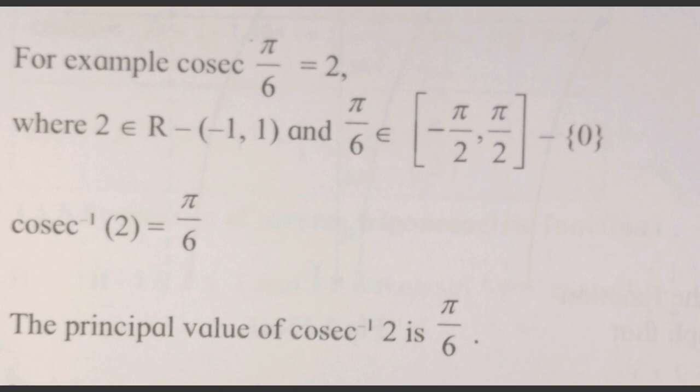Here cos of pi by 6 equal to 2, where 2 belongs to the set of real numbers except the open interval minus 1 to 1, and pi by 6 obviously belongs to the closed interval minus pi by 2 to plus pi by 2 except 0. Therefore, cosec inverse of 2 is equal to pi by 6. Hence, the principal value of cosec inverse of 2 is pi by 6.